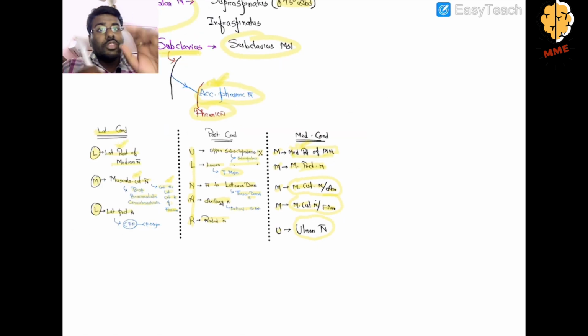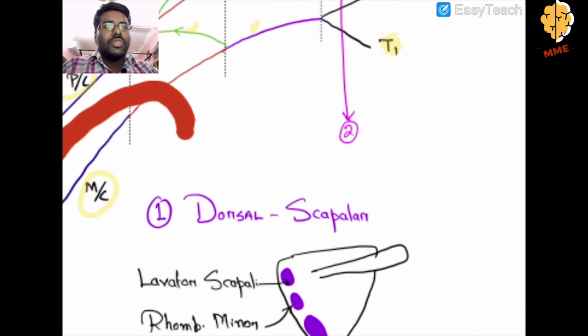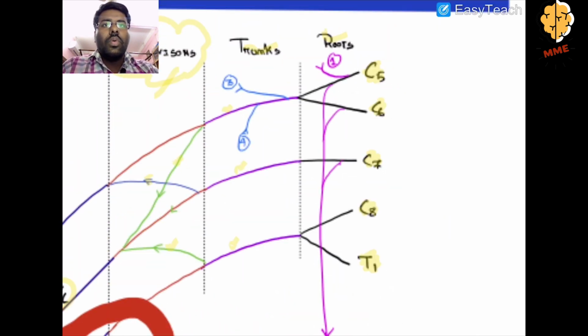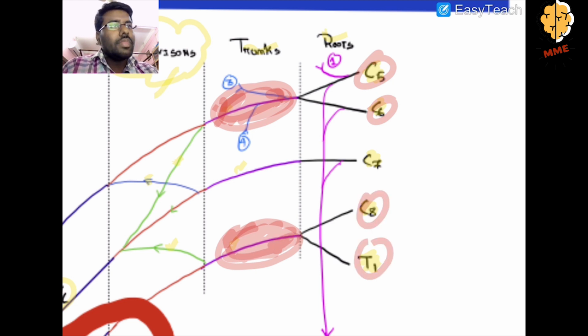Now coming to the injuries. Before going to the injuries, I want to discuss two injuries: one which affects the upper trunk and one which affects the lower trunk. The upper trunk injury mainly involves roots C5, C6, and the lower trunk injury involves C8, T1. Okay, so let's start.